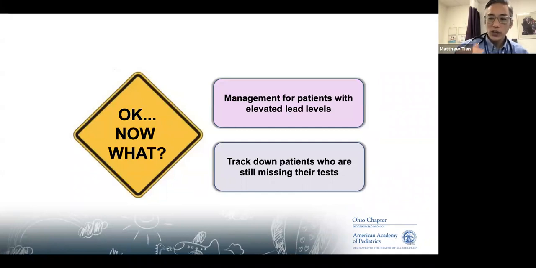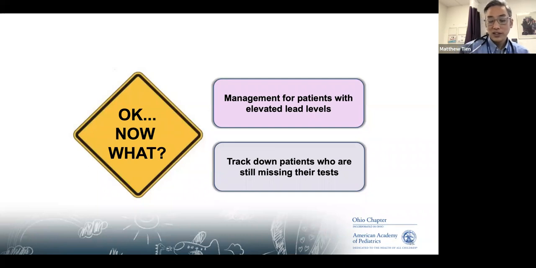Okay, so we have improved our ability at our health system to get the lead test done when a patient shows up. That's helping us comply with Ohio law and, of course, good medical practice. But the next things are, I think Dr. Newman was alluding to, what can we do to manage those patients or help provide resources for those patients when they have elevated lead levels?